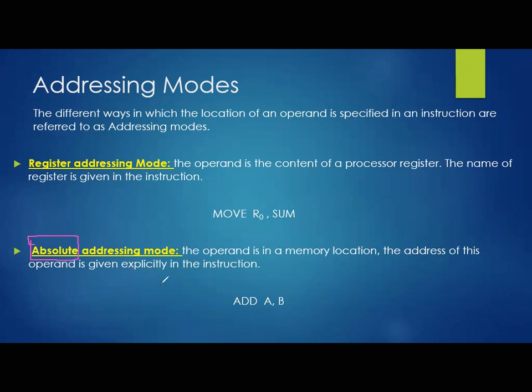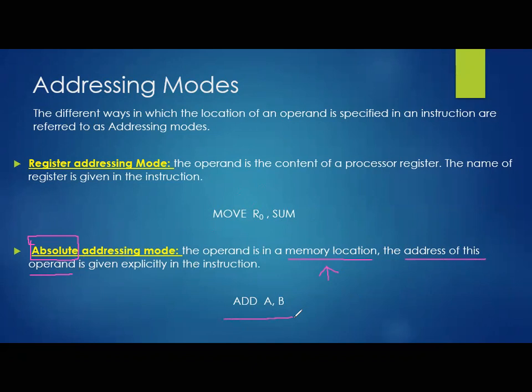The address of this operand is given explicitly in the instruction. Observe it carefully. Where exactly is the operand now? The operand is in a memory location. The address of this operand, meaning the address of this memory location, is given explicitly in the instruction. Instead of depending on any register, the address of that particular memory location will be specified in our instruction. Direct address.